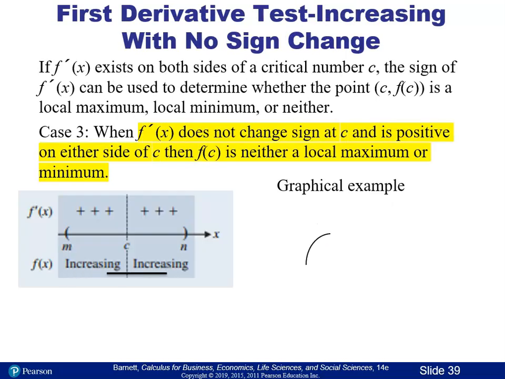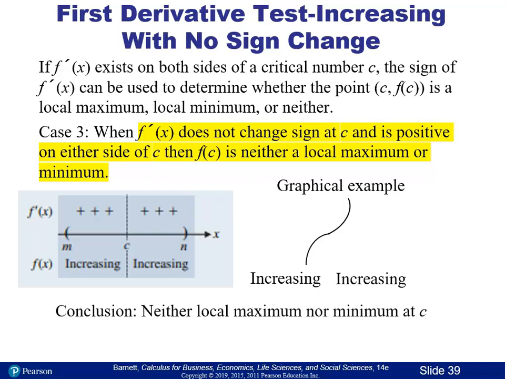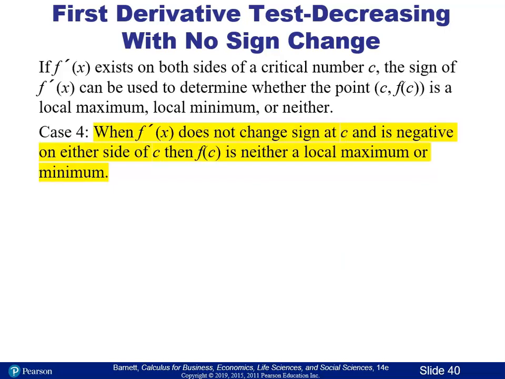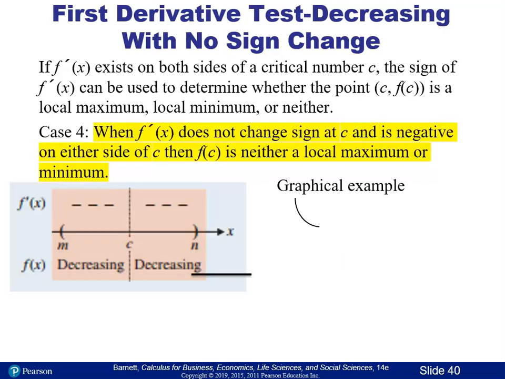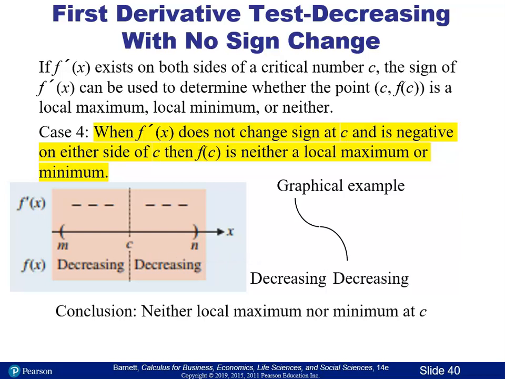Okay, on this one, you don't have a sign change, so you're looking at something increasing and then increasing again. So when you have no sign change and they're both increasing, then you have neither a local maximum nor a local minimum. And then the fourth case, if they're both negative, it's decreasing and then decreasing again. So again, no sign change means no local maximum or local minimum.